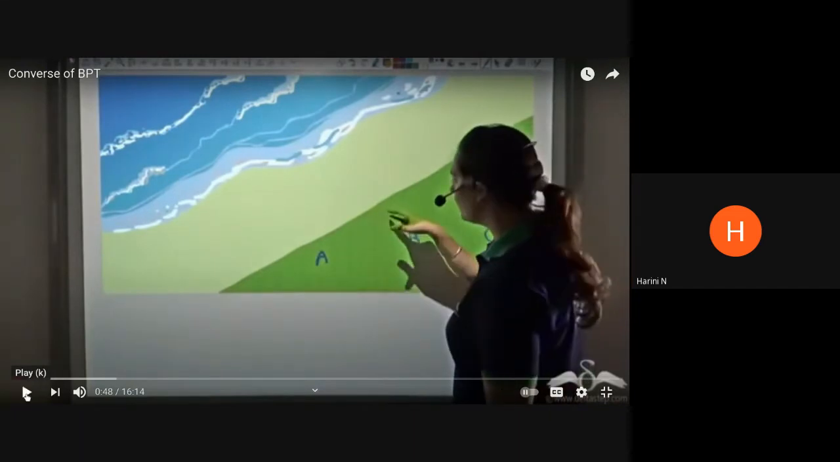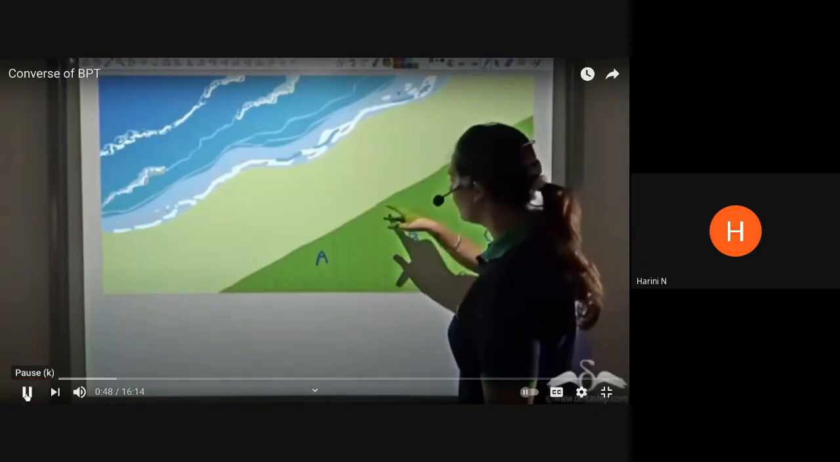Okay, this is a small example to help you understand the importance of the converse of the BPT. Why should I ever know the converse of BPT? So she's just giving you a small daily life example where you may need to utilize the converse of the BPT to get a solution for this situation.